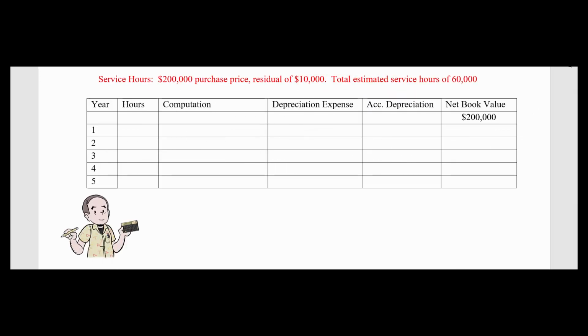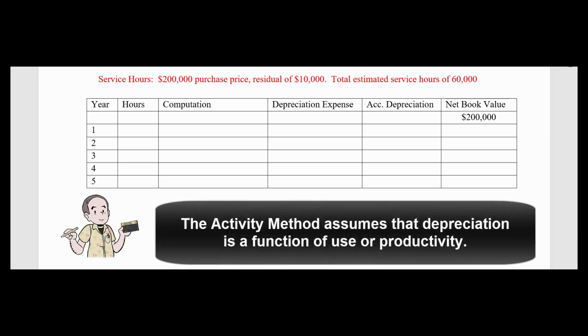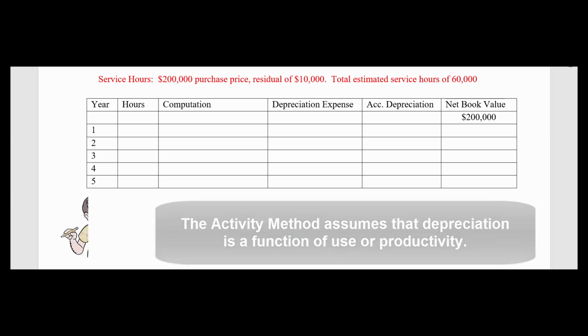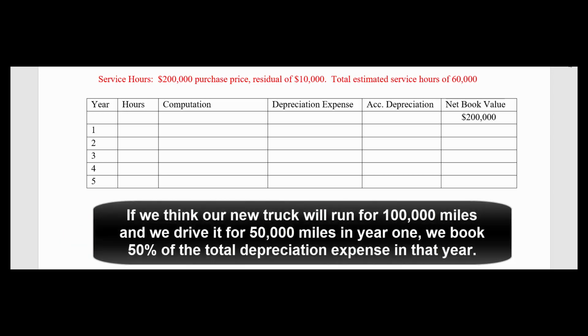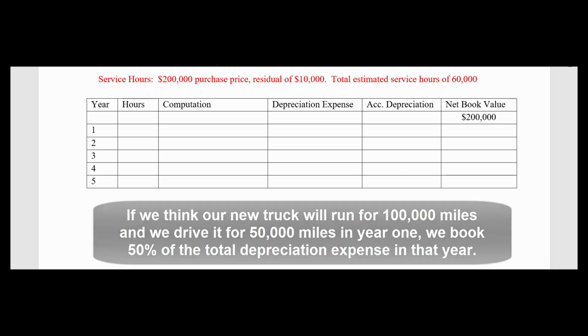And finally, another method to book depreciation expense might be to look at the service hours or the units of production, or the activity method, we sometimes call it. So suppose we had a truck that we thought was going to last us 100,000 miles. If we drove it for 50,000 miles that first year, maybe we should book 50% of the depreciation expense that first year. So let's look at a machine that we buy.